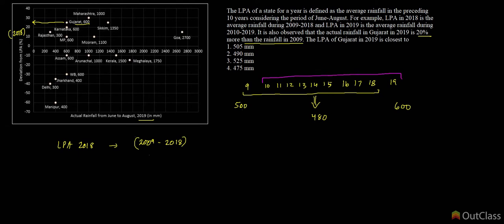What has happened is that you have replaced the 500 with the 600, where the average used to be 480. And so you can find the delta average is equal to delta S by N. The sum has increased by 100 and there are 10 numbers. So the change in average is plus 10. So the average, LPA 18, used to be 480. So LPA 19 will be 10 more than that. It will be 490. 490 is your answer.